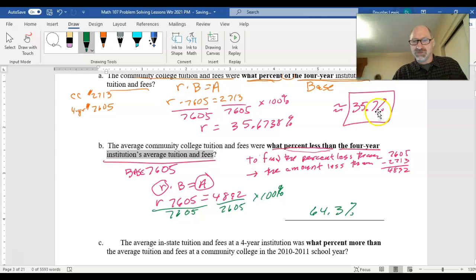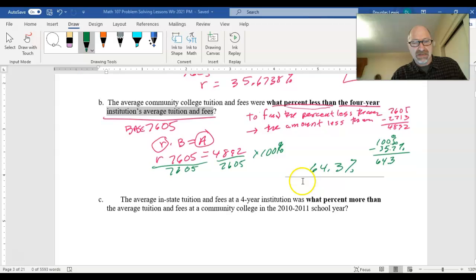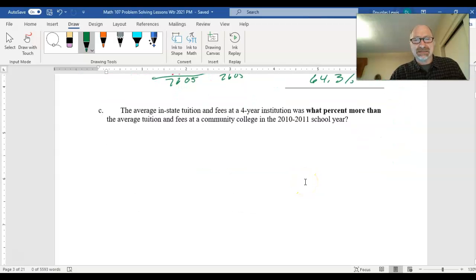Notice you could have just subtracted 35.7 from 100. Another way to do that is 100% minus the 35.7% also gives you, if you add a 0, that gives you 3, and then 10 minus, that'd be 9 minus 5 would be 4, and then 9 minus 3 would be 6. So that gives you the same thing if you just subtract. If the lower amount's 35.7% of the bigger one, there's a 64.3% difference. Now, let's read this next one.